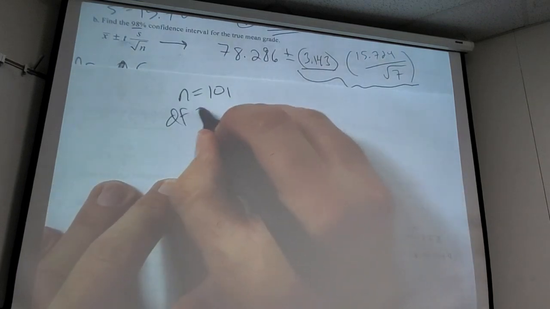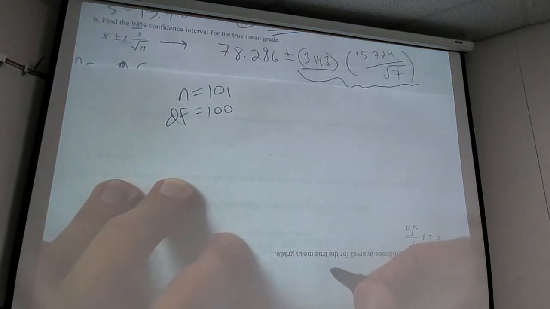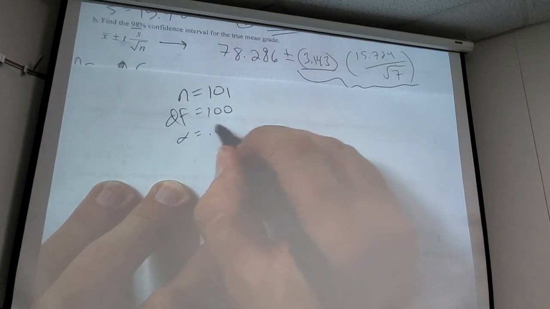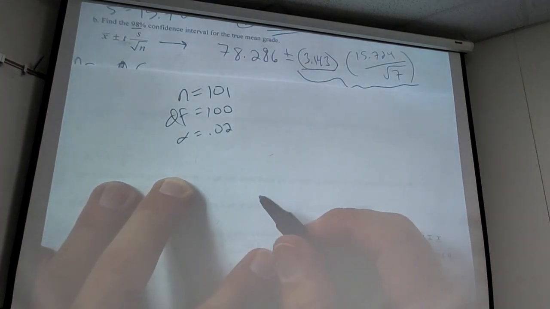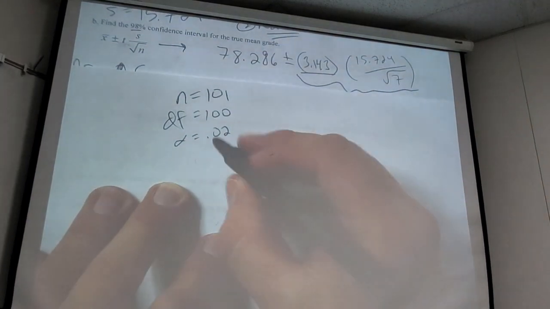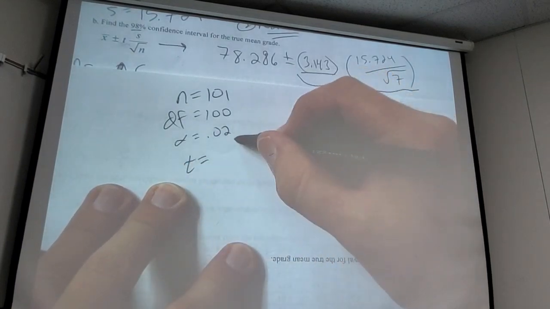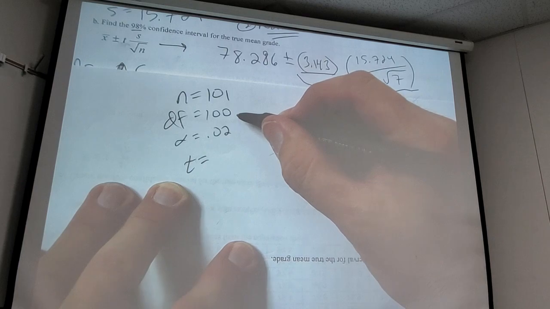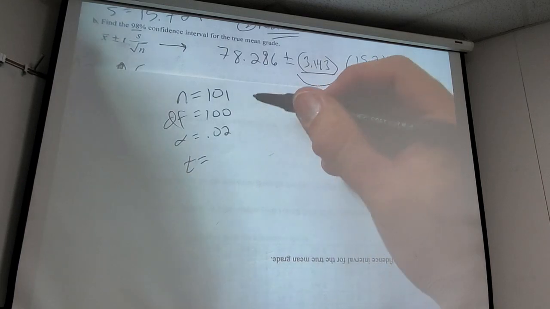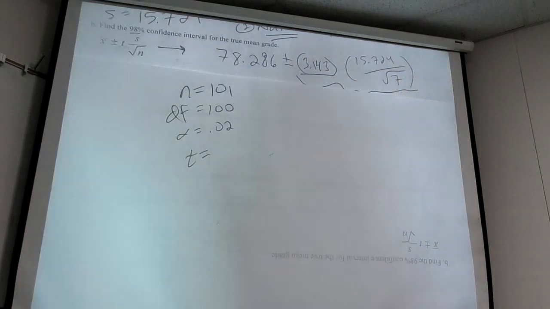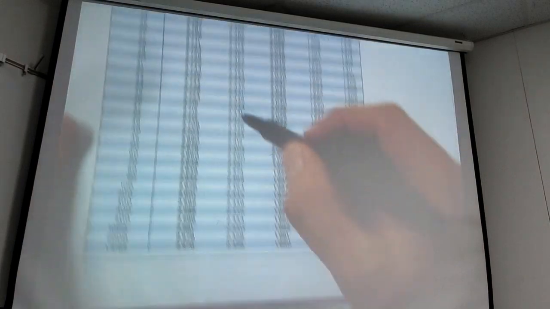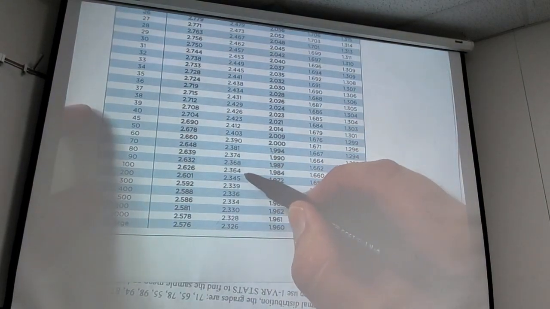So the degrees of freedom would have been 100. Alpha is still 0.02. I still want a 98% confidence interval. Somebody help me out. Look up the t-score for this situation. 0.02 alpha, degrees of freedom 100. 2.364. Yeah. So if I go to 0.02, stop at 100, 2.364.